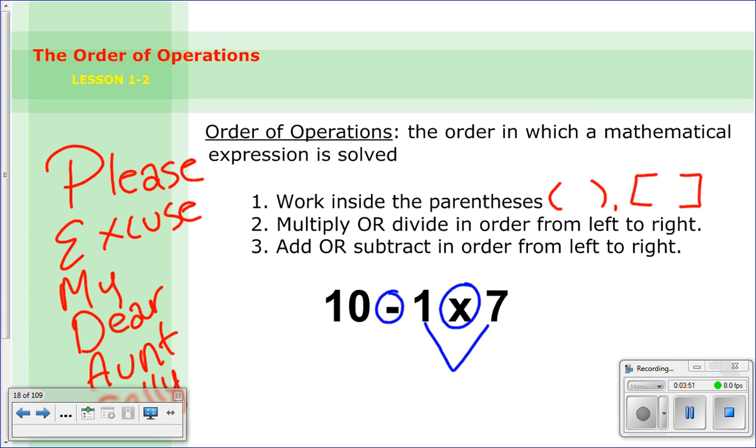And I like to make these arrows going down. That way I make sure I know what numbers I'm multiplying, and it just keeps me organized. So 1 times 7 is 7. And then I'm going to carry down the rest of this. 10 minus 7. All right, and then I'd solve the next piece. Well, there's no more multiplication or division, so I must be at 3. Add or subtract in order from left to right. Well, 10 minus 7 is 3. That would be my answer, 3.